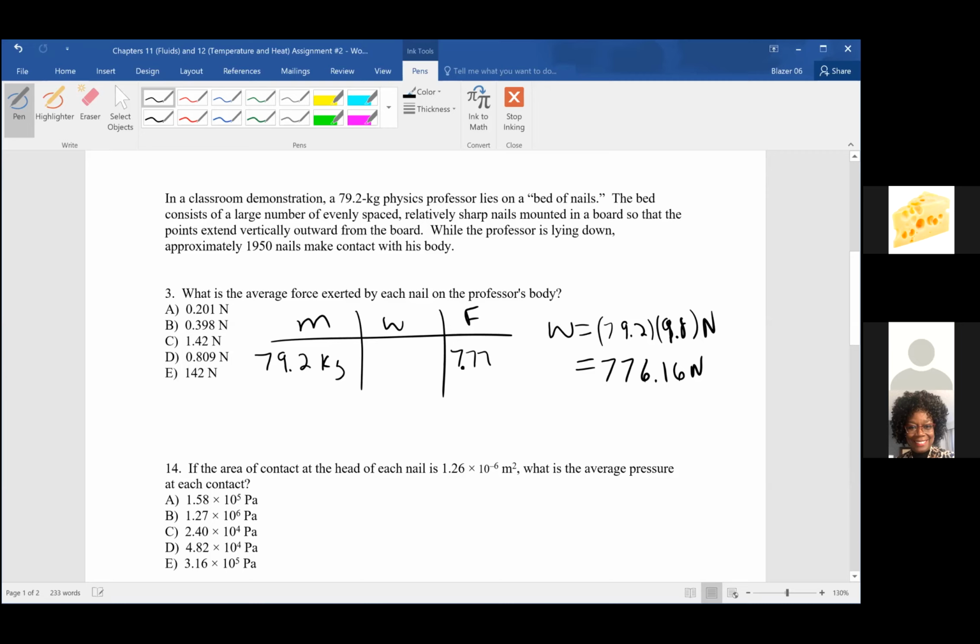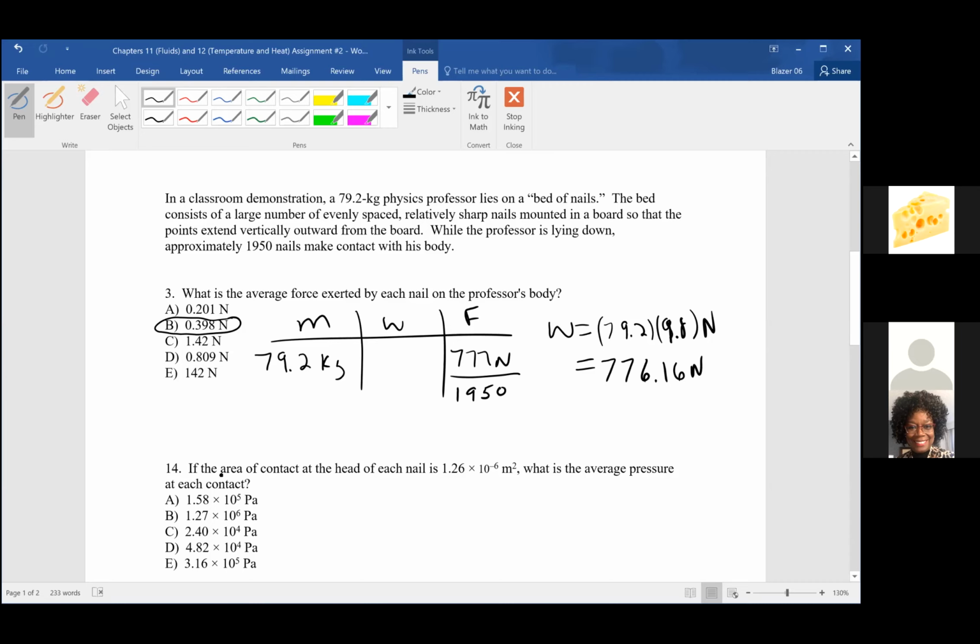Now, the average force would be that number, 776 newtons, divided by the number of nails, which is 1950. And that would give us the average force. So what do we get? Divide that by 1950. And I got 0.398. So we get answer B, 0.398.